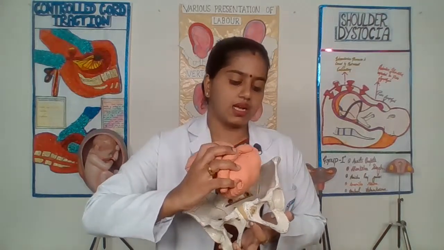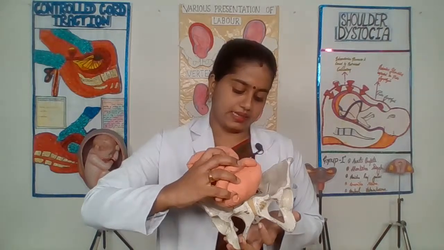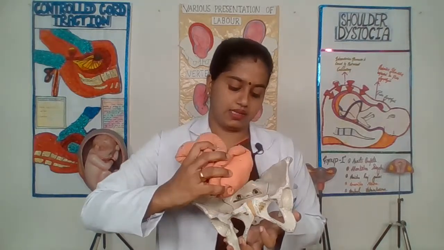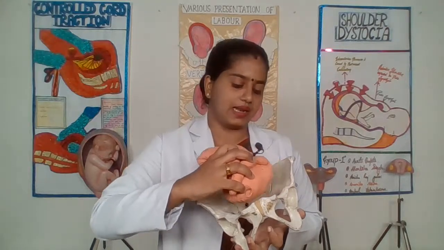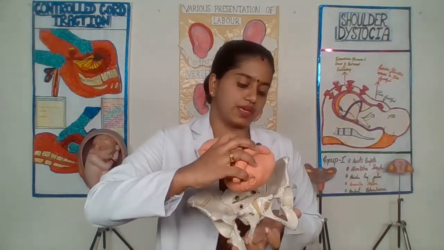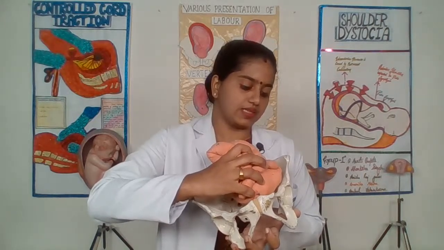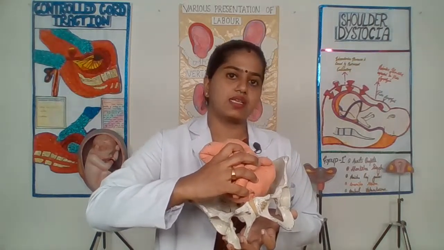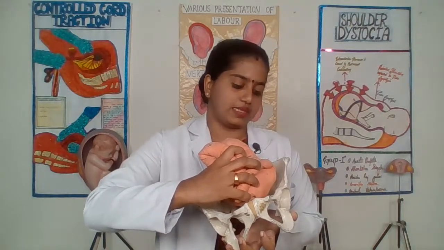So the mentum will come and lie in the left iliopectineal eminence and the glabella will lie in the right sacroiliac joint, that is, the oblique diameter of the maternal pelvis. So the mentum is the leading part which will touch the iliopectineal eminence first. So what is the diameter? Submentobregmatic, which is 9.5 centimeters.